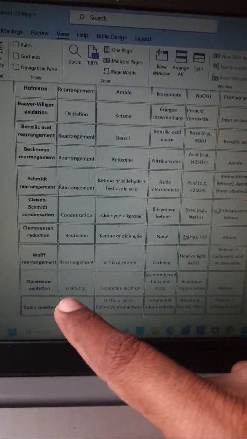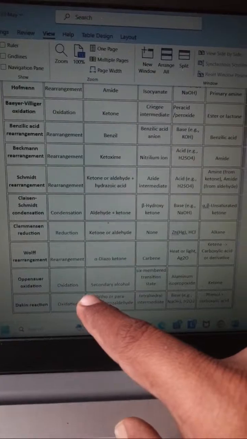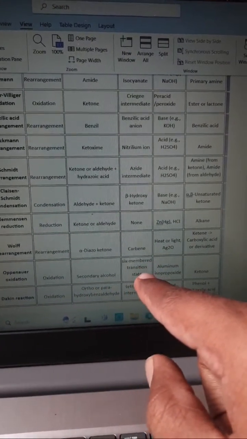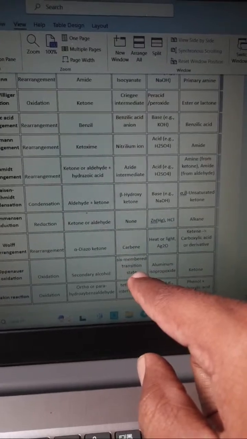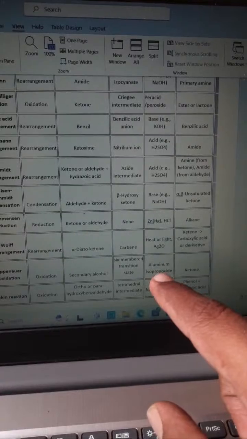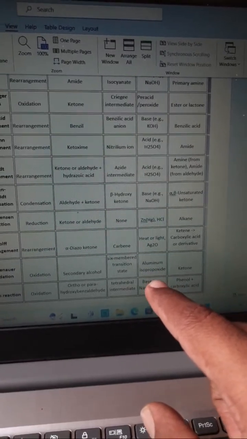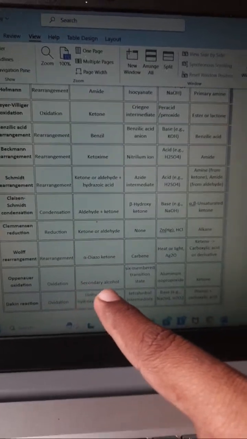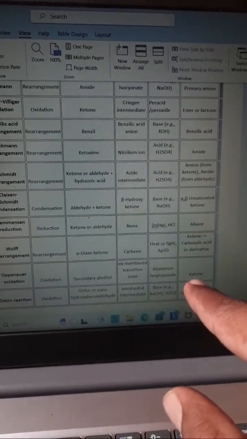Next one is Oppenauer oxidation. Oxidation, it is secondary alcohol we have to use. The six-member transition state is the intermediate state, and for this the characteristic catalyst aluminum isopropoxide is used. The product formed is ketone. We are taking alcohol, secondary alcohol, and the product formed is ketone.